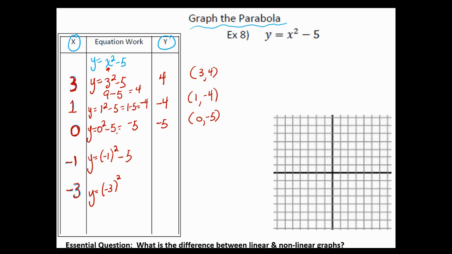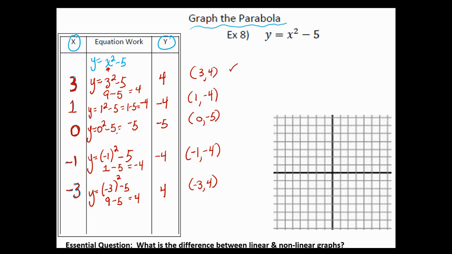Okay, so what's (-1) squared? That's -1 times -1. That's a +1 minus 5. That would be equal to -4. So this one's (-1, -4). And this one is -3 times -3 is 9 minus 5 equals 4. So the last dot is (-3, 4). You can always hit pause in the recording so that you can get caught up.